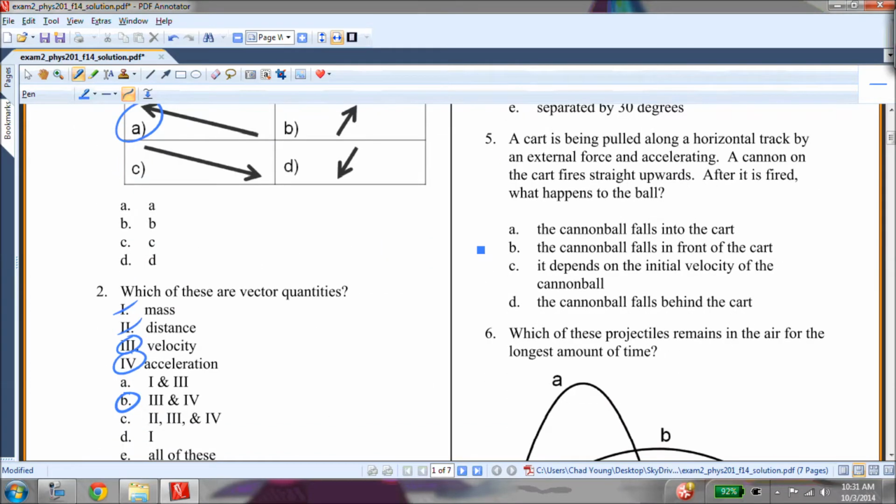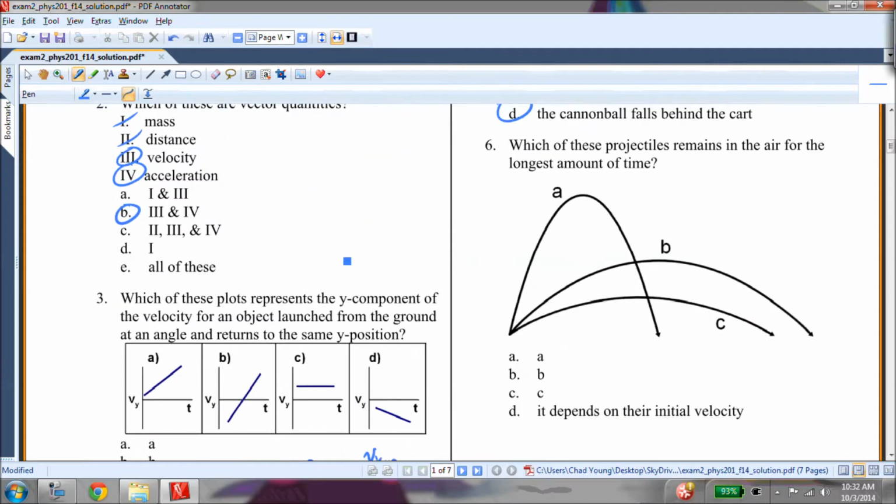A cart is pulled along a horizontal track by an external force and accelerating. A cannon on the cart fires straight upwards. After it's fired, what happens to the ball? Falls behind the cart. So here, my cart's traveling along. Let's imagine that it's just traveling at a constant velocity first, and then there's a cannonball. It's also traveling at that velocity. The cannonball goes up, and then it comes back down, and in that time, the cart has traveled the same x distance as the cannonball. However, if it's accelerating instead, the cart actually zooms up faster, and the cannonball falls behind the cart.